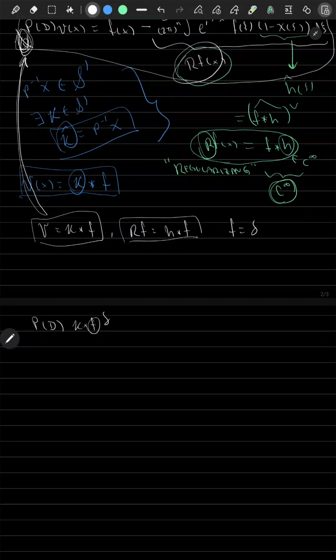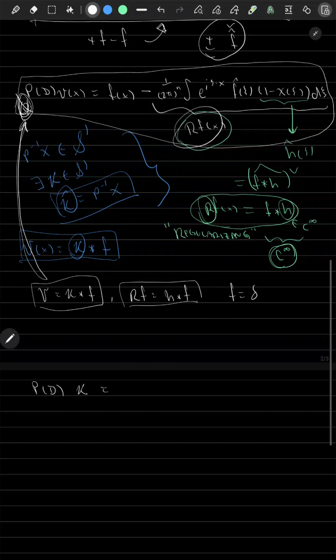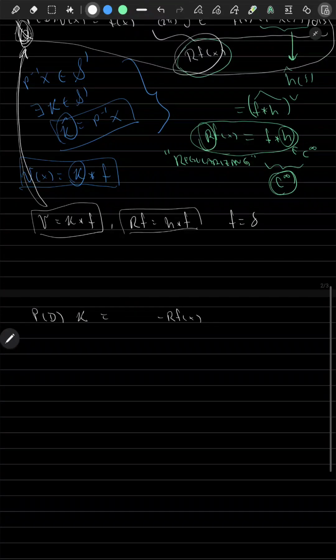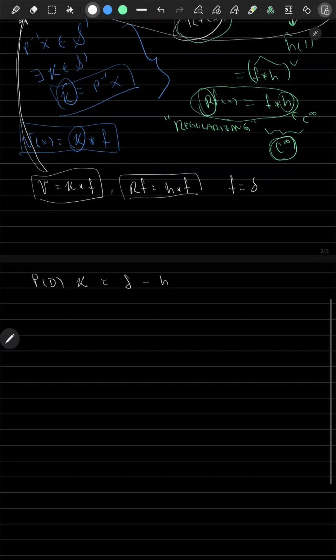but F is the Dirac delta, so this would just be P_D K, which would equal, so originally we had F minus RF on the right hand side, and since F is the Dirac delta, here we have the delta, and here is R times the regularizing operator of the Dirac delta, which is, so this regularizing operator, of course, is H delta, and that's just H. So here we have it. We have this new identity here.